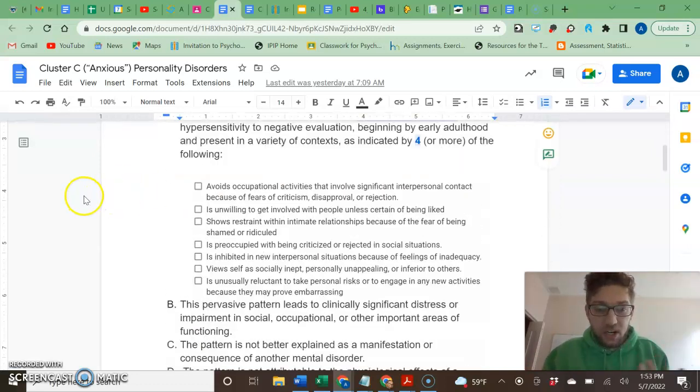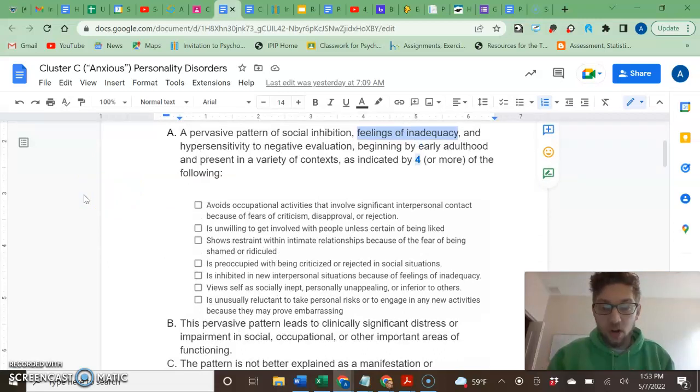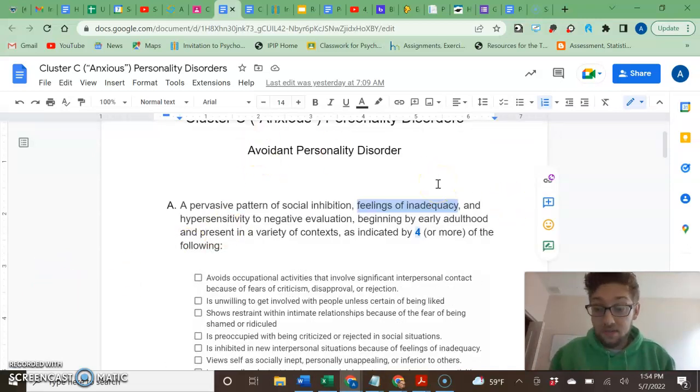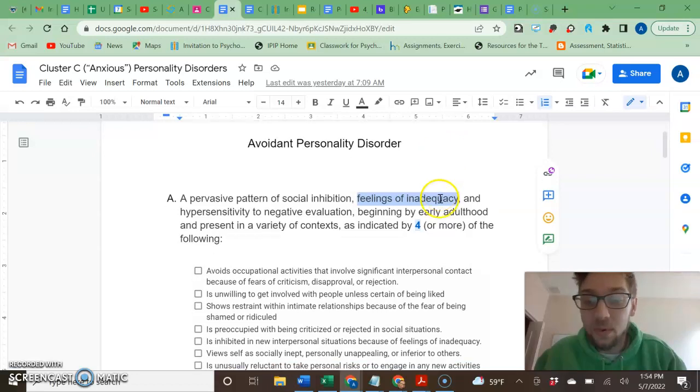Looking at some of the specifics here, they avoid occupational activities that involve significant interpersonal contact, show restraint within intimate relationships because of fear of being shamed. They view themselves as inept, personally unappealing, that kind of a thing. Usually reluctant to take personal risks or engage in new activities, right? So, as an example, somebody with avoidant personality disorder maybe is attracted to somebody else. Do you think they're going to ask them out? Approach them? No. Not without significant treatment, right?